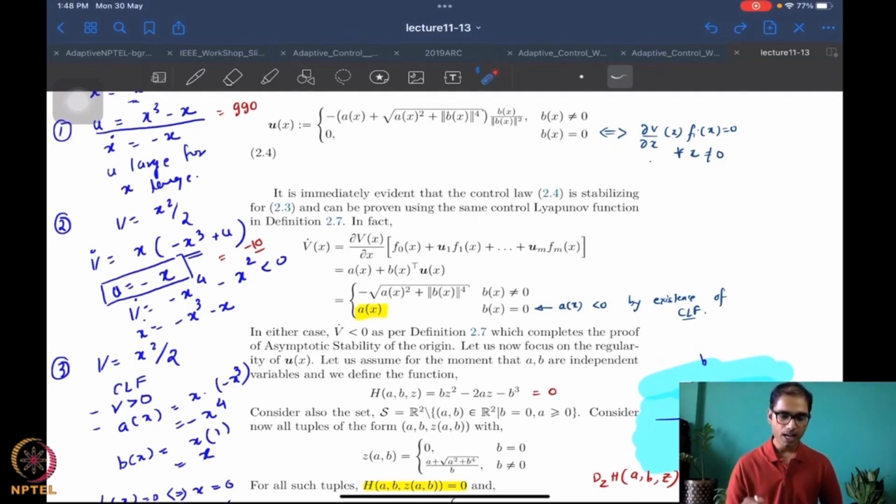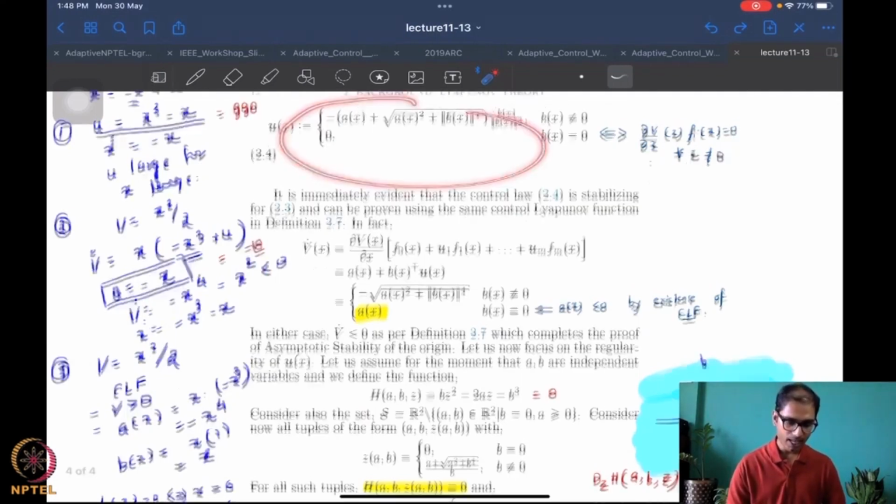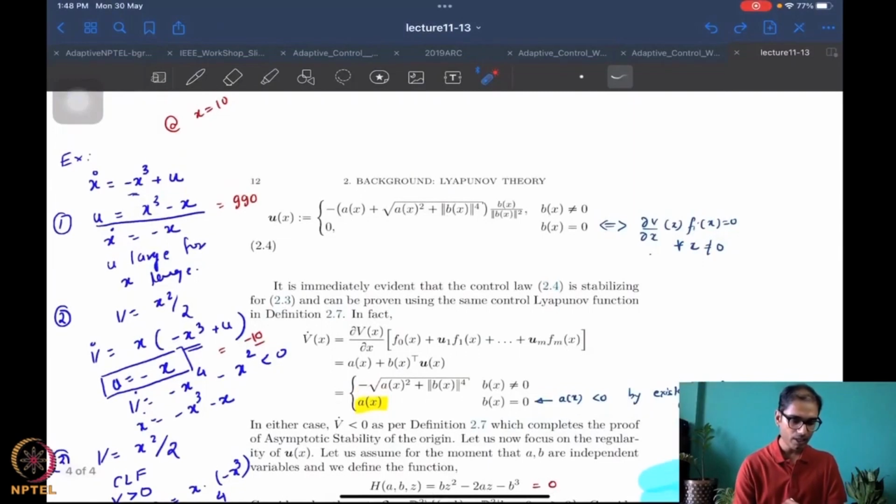I know that this formula is a complicated one, and we will see it through an example. Suppose I look at something very simple: the system x dot is minus x cubed plus u. We can do the design in multiple different ways. First, I can directly prescribe a controller: I cancel this term and introduce a minus x, so x dot is minus x.